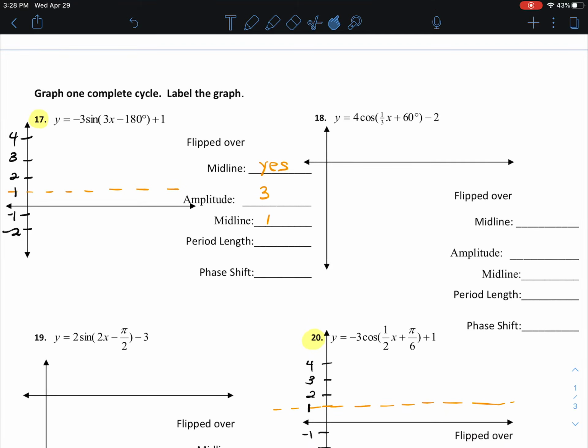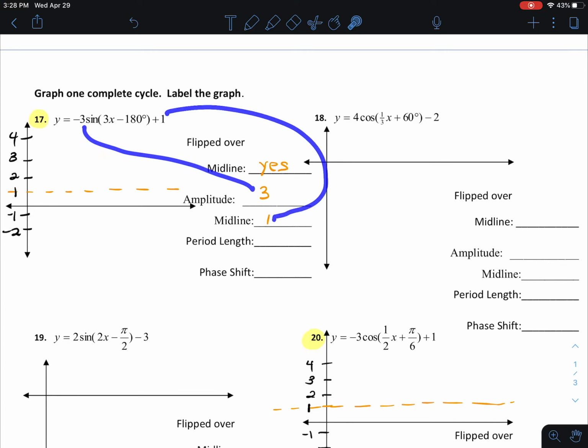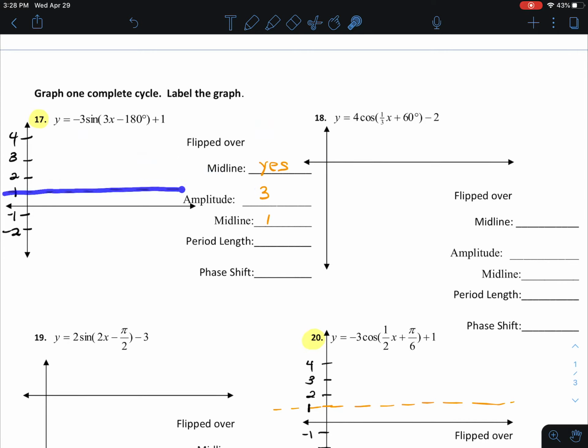Okay, let's take a look at number 17. Okay, here's one in degrees. I went ahead because I'm hoping that you guys are all okay with answering the first three questions. We said yes, that it's flipped because it's negative. We said the amplitude was 3, and we said the midline's at 1. You'll notice I went ahead and prepped this. I put the midline at 1. Knowing that the amplitude was 3, I marked off so I'd have enough room to stretch up 3, and then enough room to stretch down 3 from the midline.